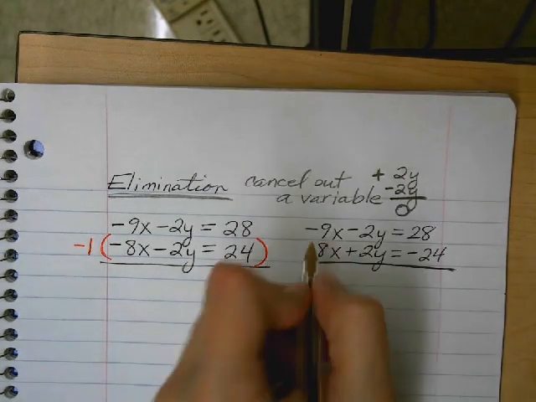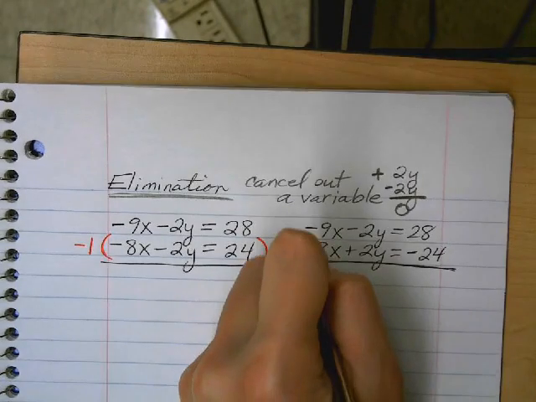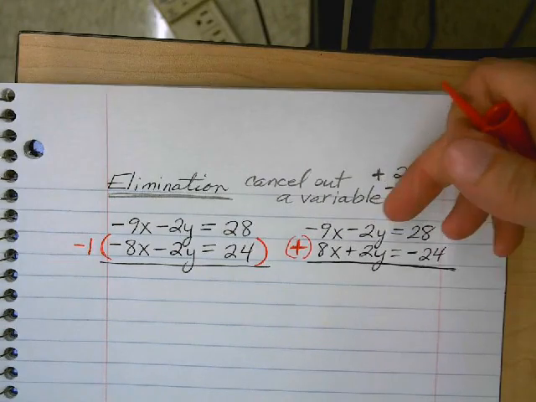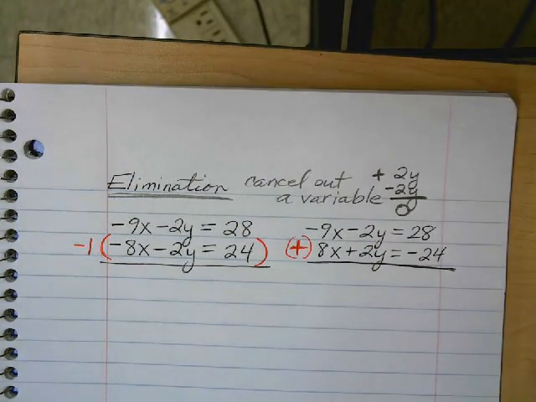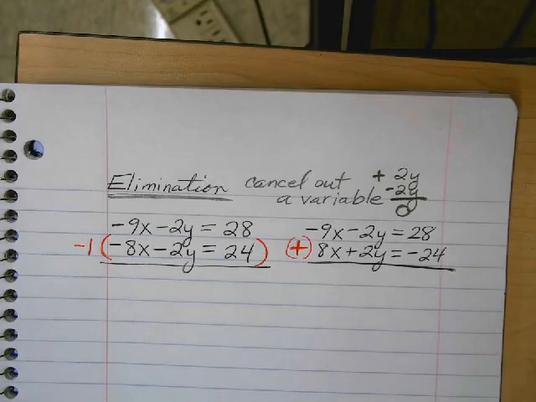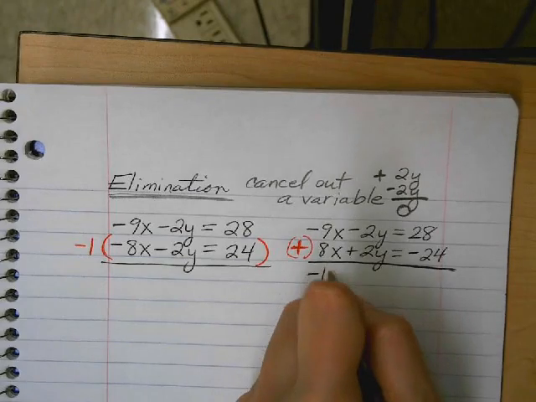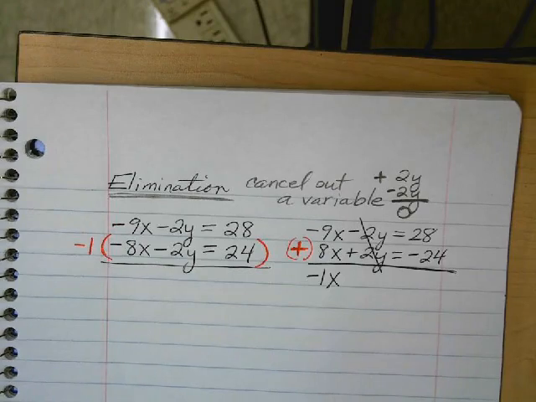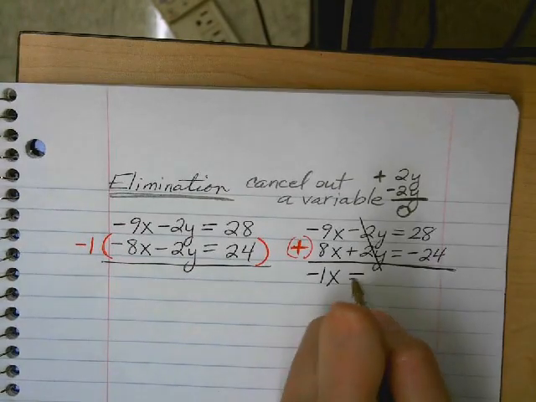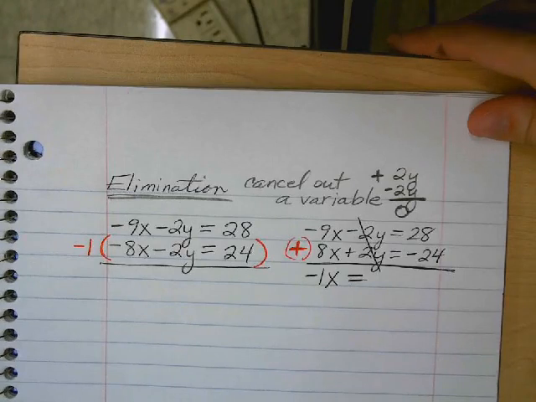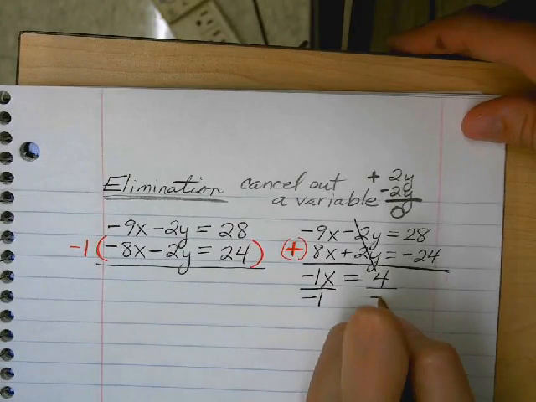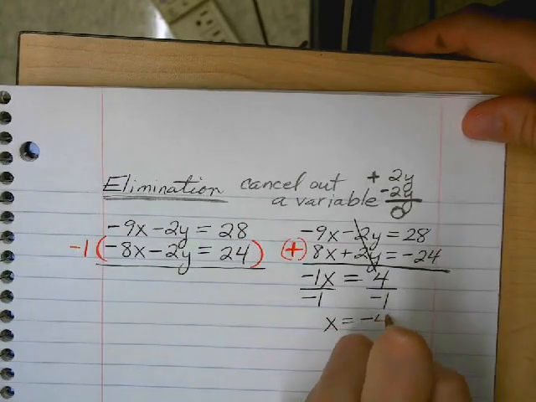Now, add these problems up. Now I'm putting a big plus sign in red. Now that they're opposites, one of them's negative 2 and one's positive 2, if I add them up, stuff will cancel. So what's negative 9x plus 8x? Negative 1x. The y part will cancel. Negative 2y and positive 2y, those will cancel. And then what's 28 plus negative 24? 4. Okay, then divide. You have to solve for x, and then you have to divide by negative 1. So you get negative 4.